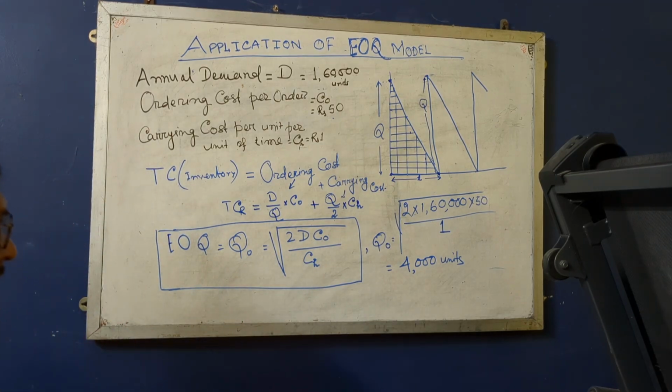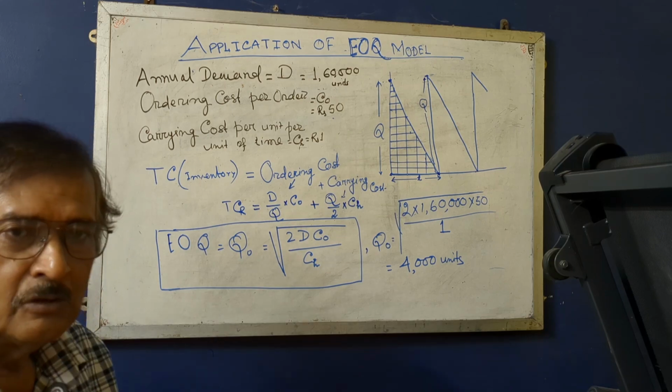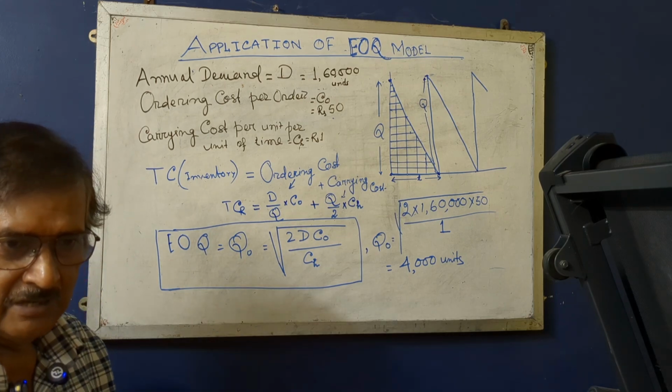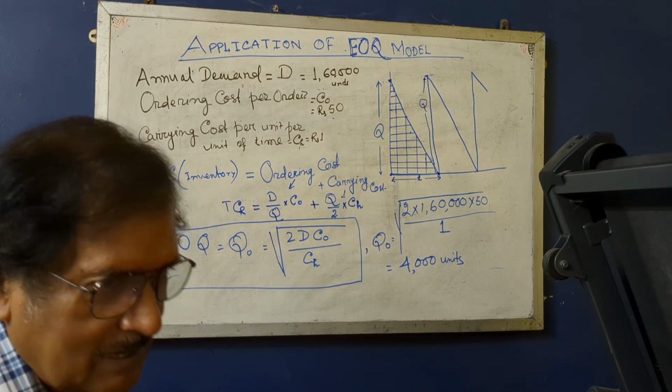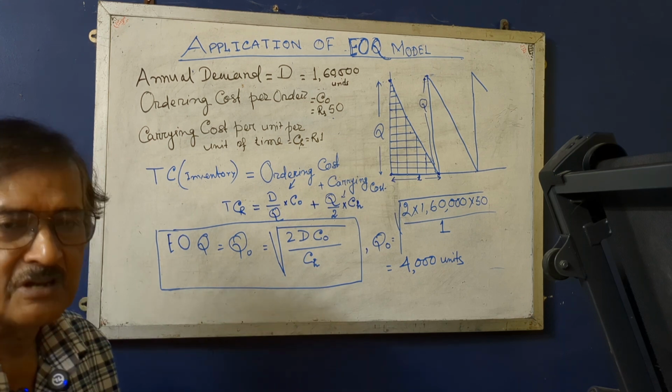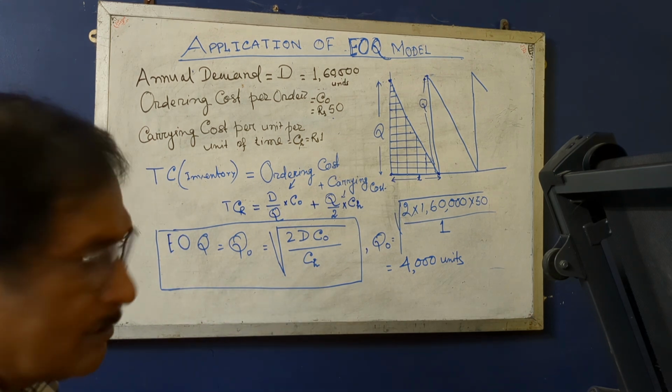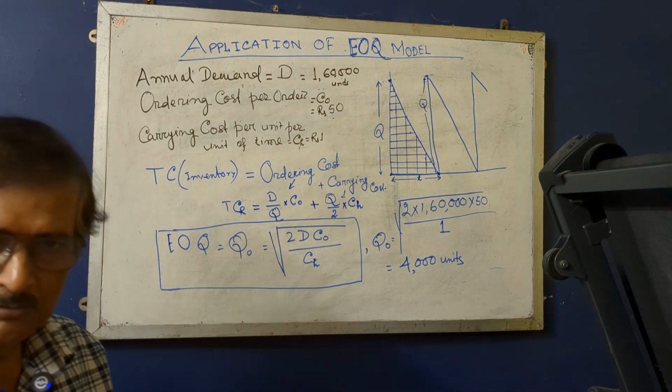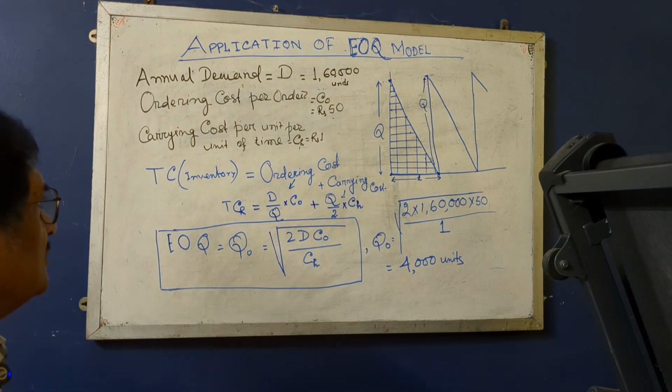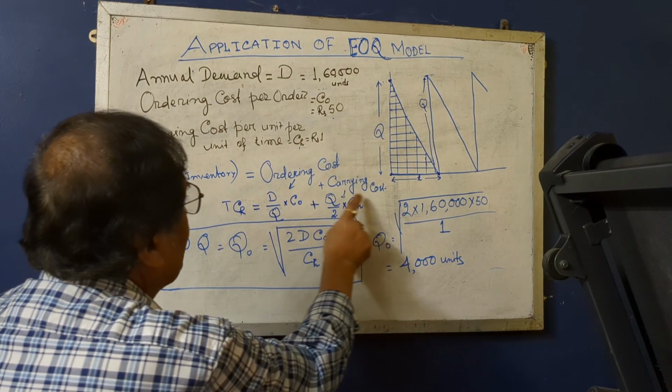That is one question. First, that I did. The next question: what is the time interval? That is, between one order and the next order, how much gap should there be? That is another question that I will discuss how to solve. And the last question is, what will be the total relevant cost?